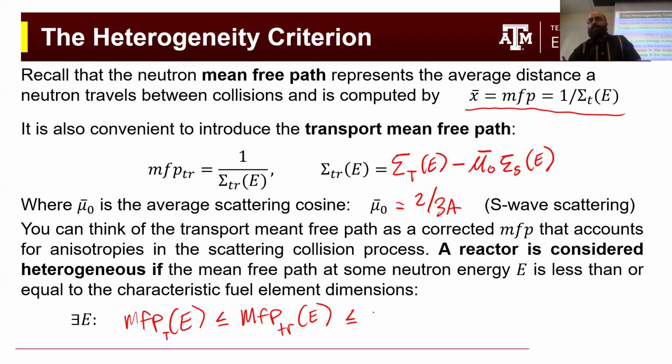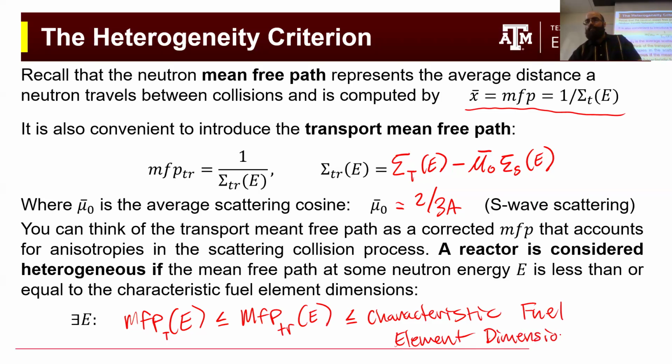And that is going to be less than or equal to your characteristic fuel element dimensions. So this right here is what we call the heterogeneity criterion. If we think about the transport mean free path to the total mean free path, notice that the transport cross section is always going to be equal to or less than the total cross section, right? Because it's total minus this thing.